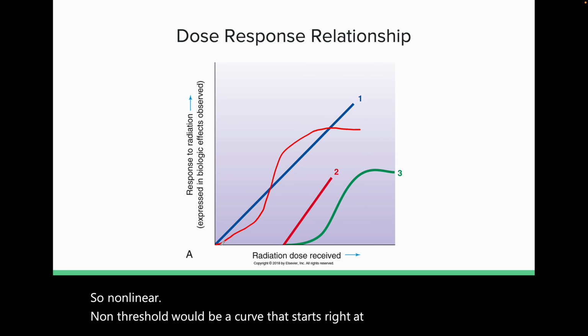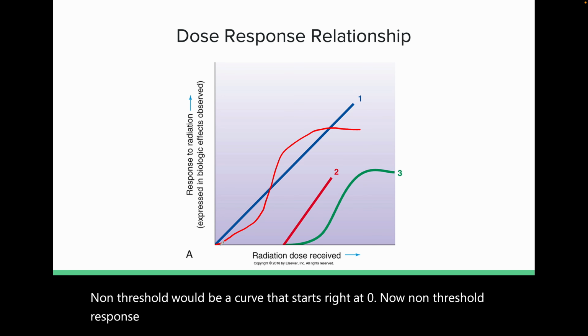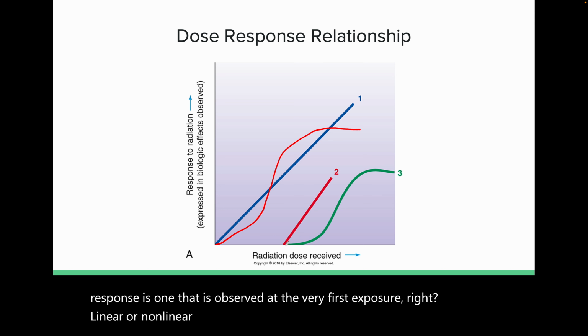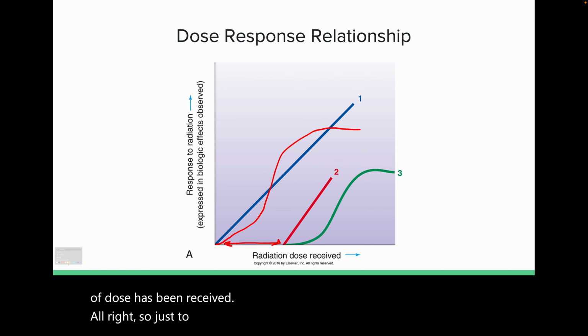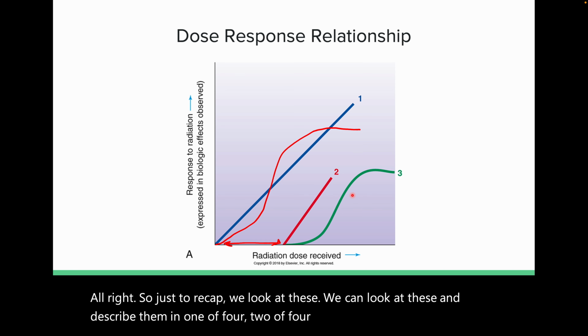Now, a non-threshold response is one that is observed at the very first exposure, right? A linear or non-linear threshold curve is only observed after a certain amount of dose has been received. All right, so just to recap, we can look at these and describe them in two of four ways. We usually pair them up together.